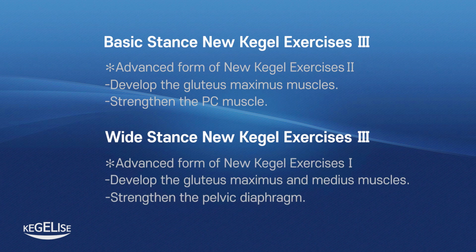New Kegel exercises 3 can be done in the basic or wide stance. Basic stance. New Kegel exercises 3, an advanced form of New Kegel exercises 2, not only develop the gluteus maximus muscles, but also strengthen the PC muscle very effectively. And wide stance. New Kegel exercises 3, an advanced form of New Kegel exercises 1, not only develop the gluteus maximus and medius muscles, but also strengthen the pelvic diaphragm very effectively.